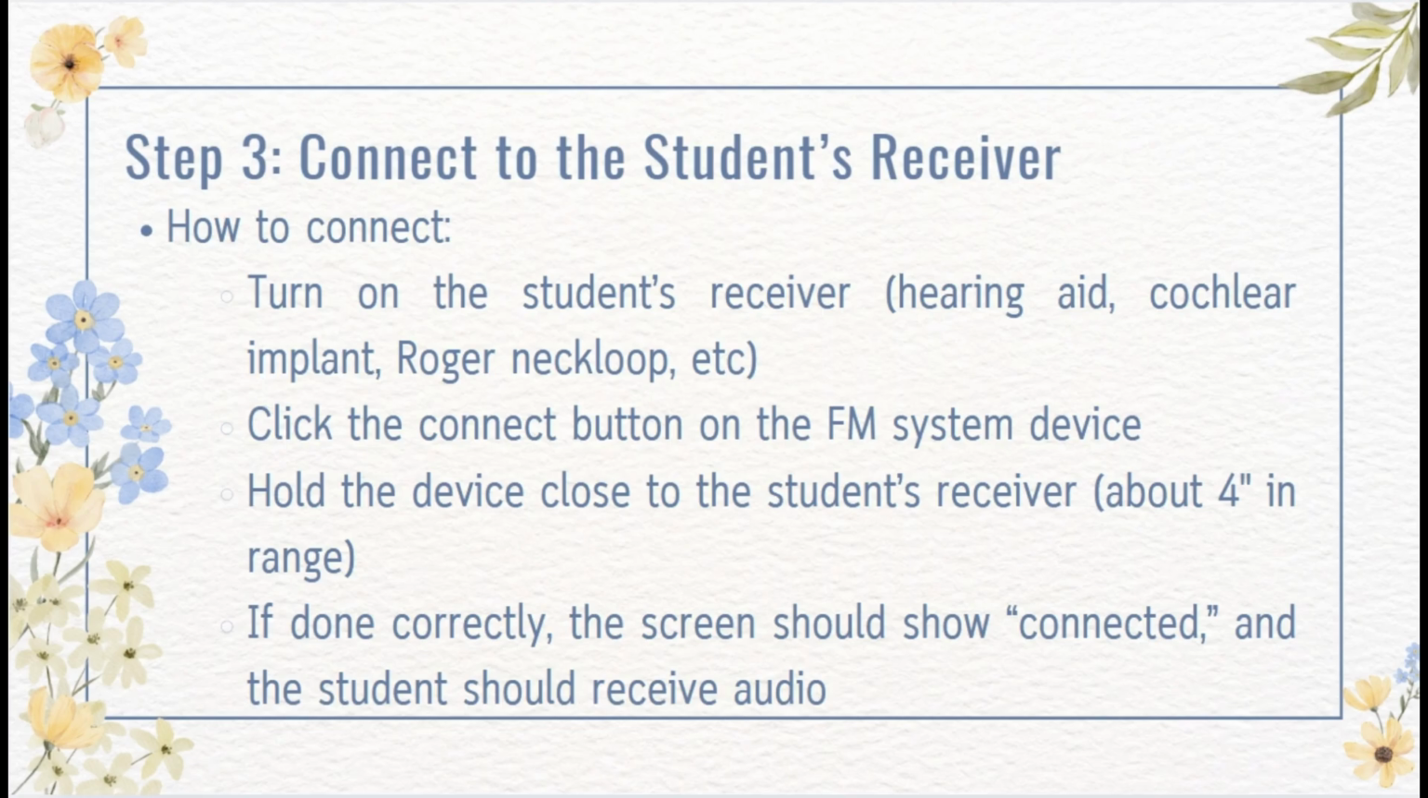Step three and four are very similar, so I will go over them first, and then I will move on to the demonstration. But step three is how to connect to the student's receiver. You're going to turn on the student's receiver, which could be a hearing aid, a cochlear implant, or if they don't have either of those, it could be a Roger neck loop that you can plug headphones into. And what you're going to do is you're going to click the connect button on the FM system device. You're going to hold the FM system close to the student's receiver, about 4 inches in range. And if it's done correctly, the screen should show the word connected and the student should start to receive audio.